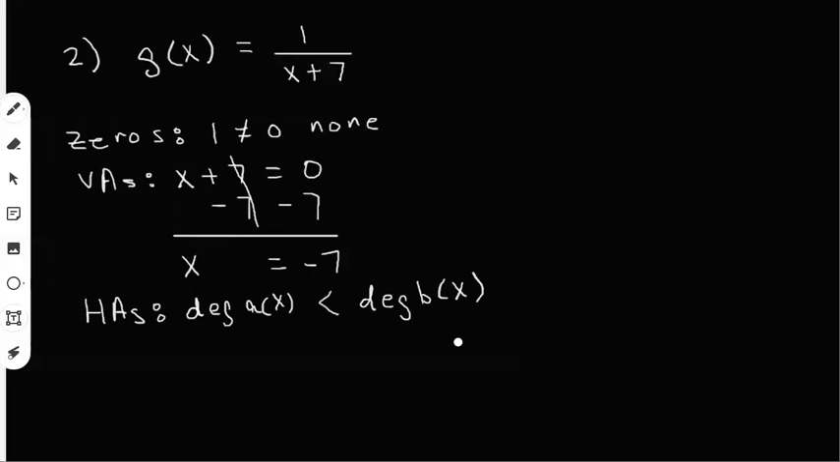Now, if this occurs, this is really that first rule for horizontal asymptotes. Our horizontal asymptote is going to automatically be y equals 0. Y equals 0, also known as the x-axis.